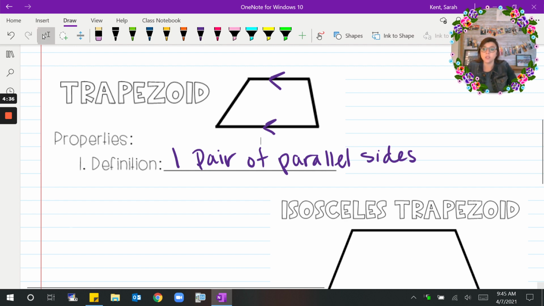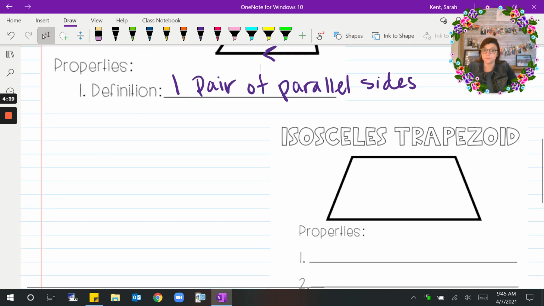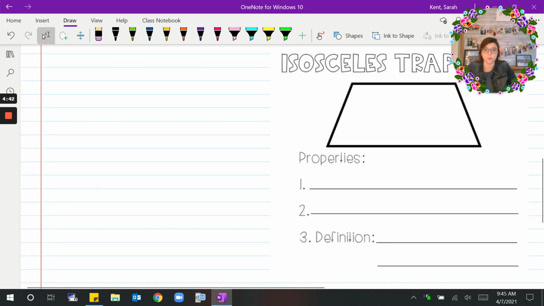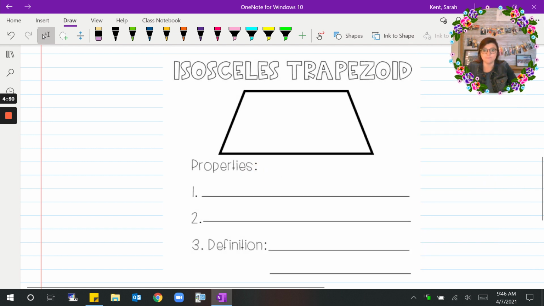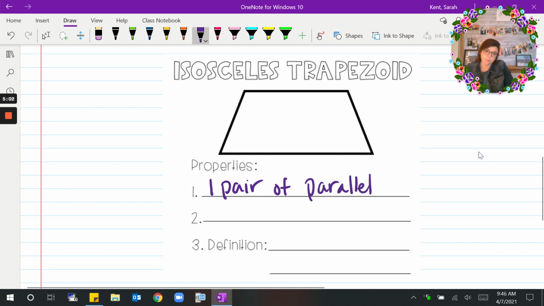So then we could also have an isosceles trapezoid. So this is where we get some little specials going on. So our isosceles trapezoid, number 1, it still will have that 1 pair of parallel sides. It will always have that one pair of parallel sides. Remember, those arrows mean the lines are parallel. They never touch.